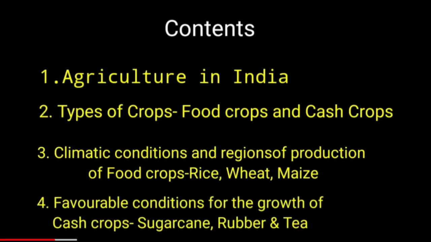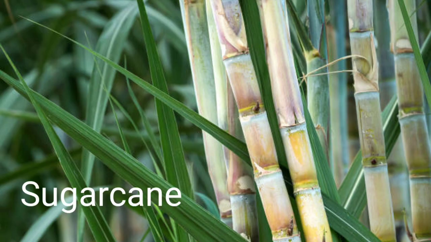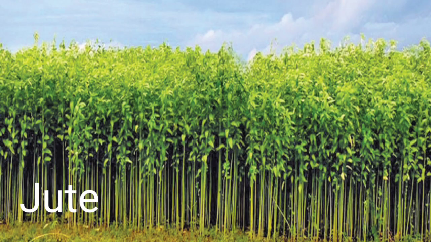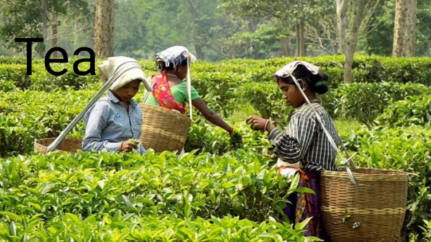So the fourth content from the previous video is the ideal condition for the growth of cash crops. We'll be discussing a few cash crops: one plantation crop, one fiber crop and one beverage crop. We'll be taking one plantation crop, that is sugar, then one fiber crop, that is jute, then one beverage crop, that is tea. So we'll be discussing three main cash crops in this particular video.